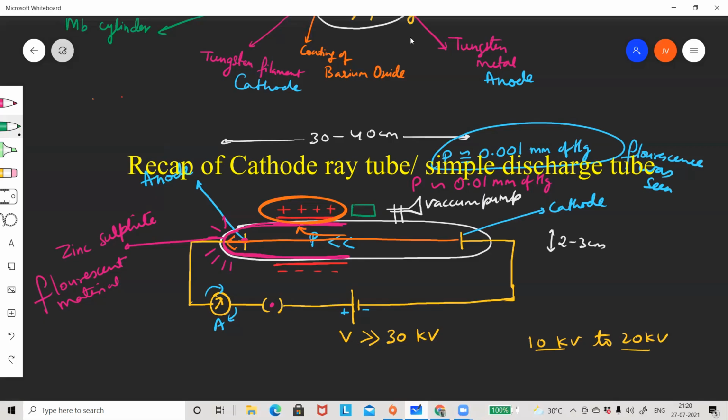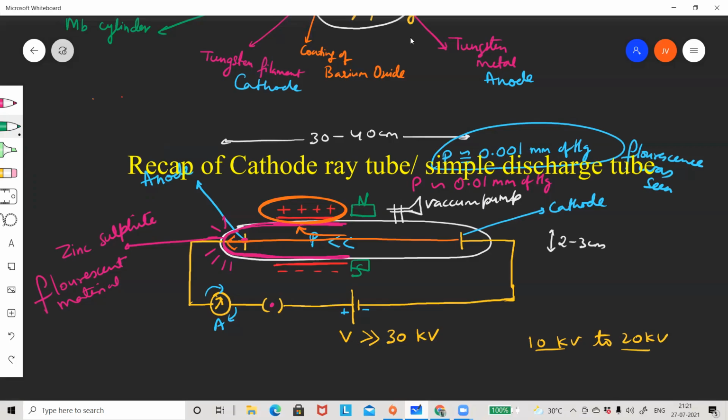Even when the cathode ray tube was placed between magnets, then also some kind of deflection was found. So I'm not putting an arrow to tell you which direction the deflection is. So cathode rays always travel in a straight line. This is the experiment. This is a complete experiment.